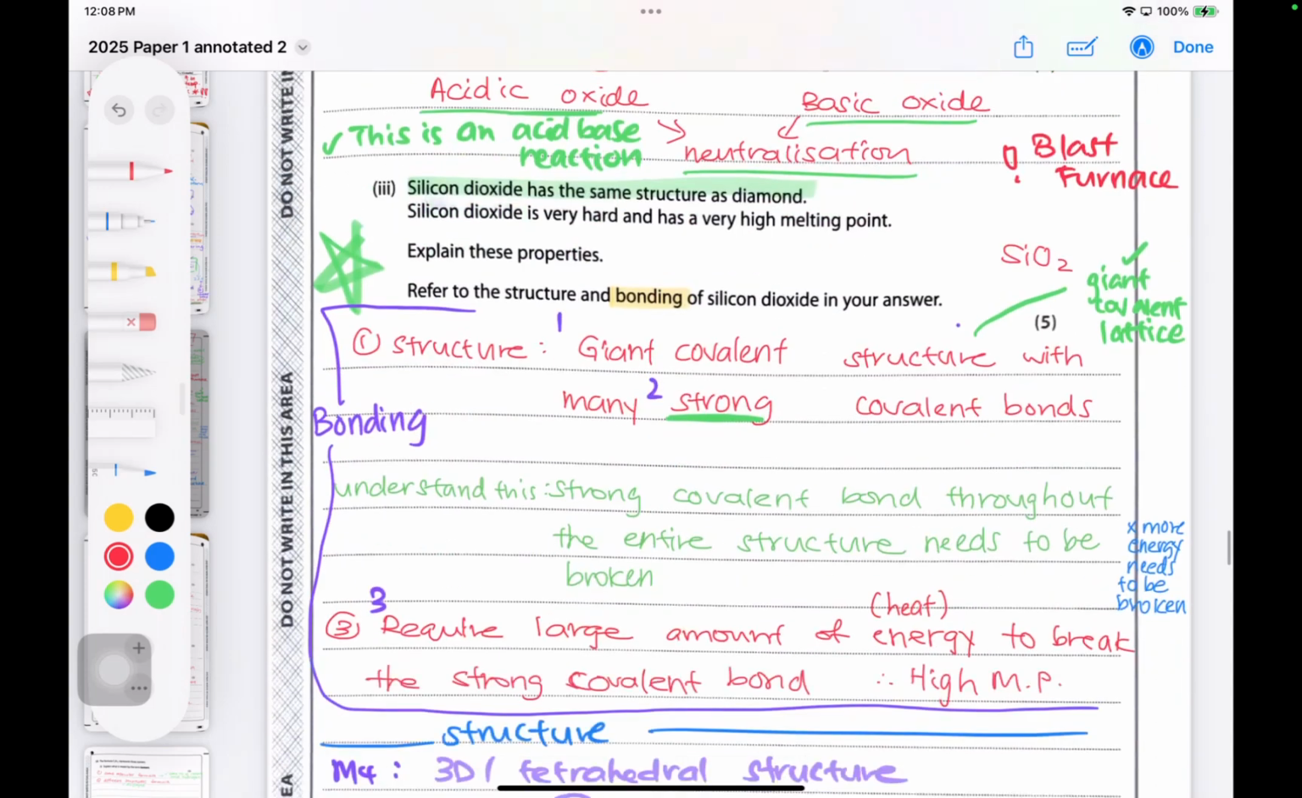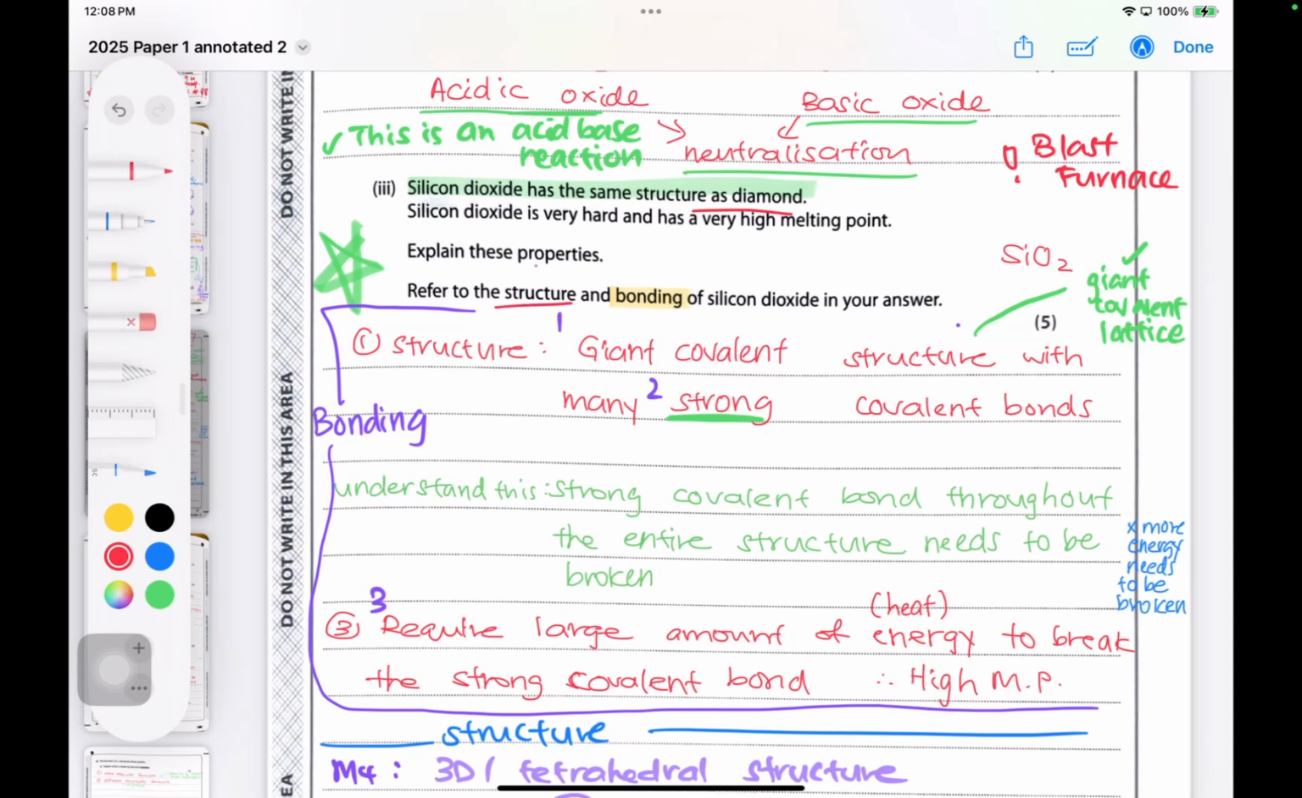Right, last 5 marks here, focusing on nothing but silicon dioxide. They say silicon dioxide has the same structure as diamond, so this is a clue for you to link it to diamond. And what do they want you to discuss?